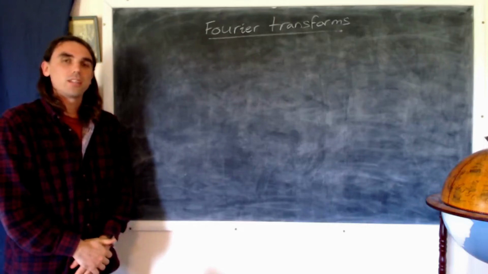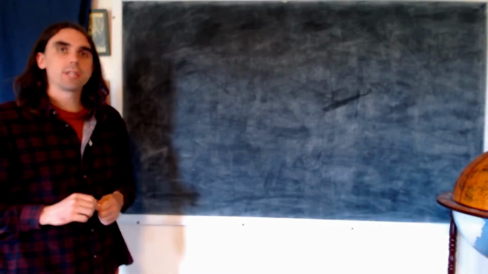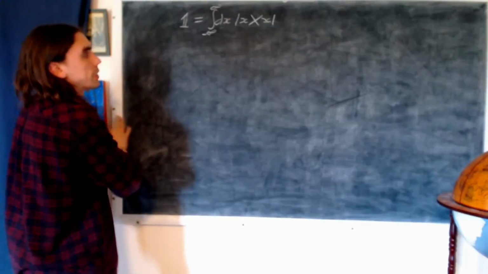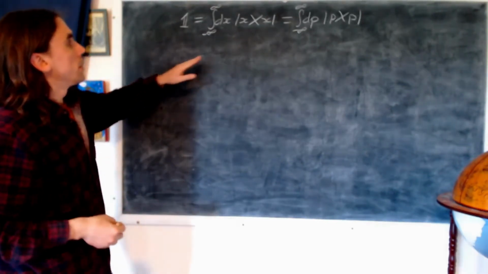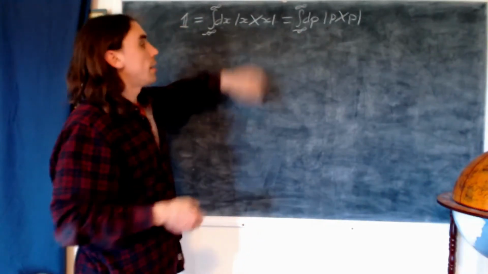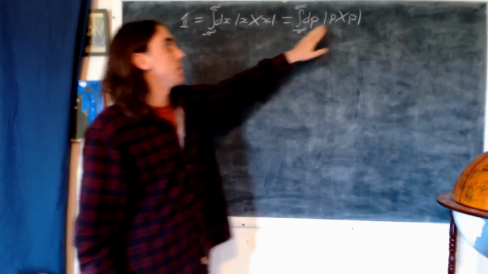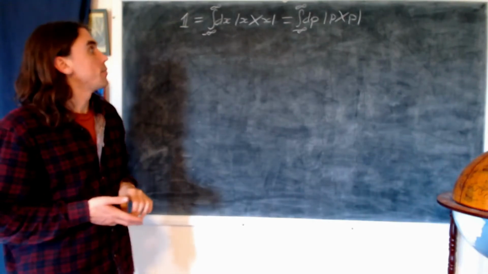Hello. In this video we're going to take a look at Fourier transforms. So we have the resolution of the identity into the position basis, and we can also write it in the momentum basis instead. These states x and p form our complete orthonormal bases. They're two different bases to describe the same infinite dimensional Hilbert space.